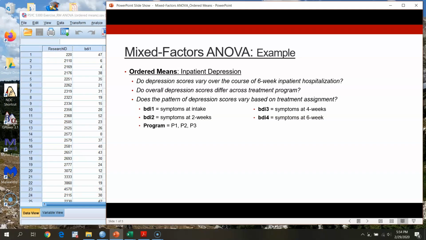So with this mixed factors ANOVA, we've got a within subject effect, which is our depression scores. We've got a between subject effect, which is our program. And so our questions that we're addressing within this mixed factors ANOVA model: one, do mean depression scores vary over the course of 6-week inpatient hospitalization?